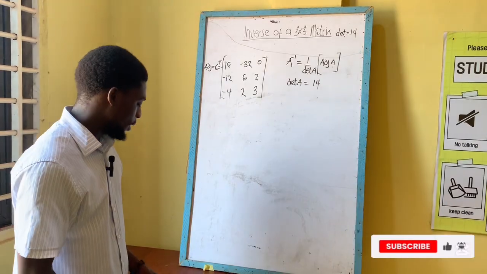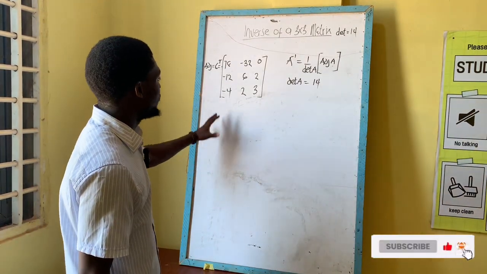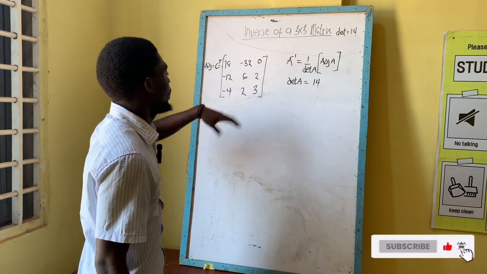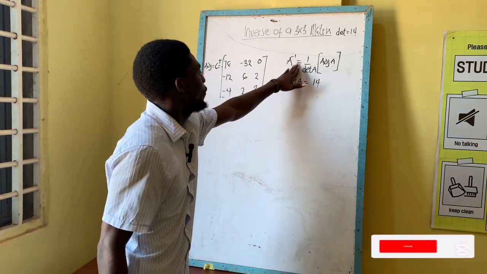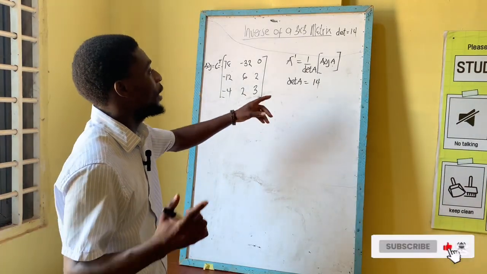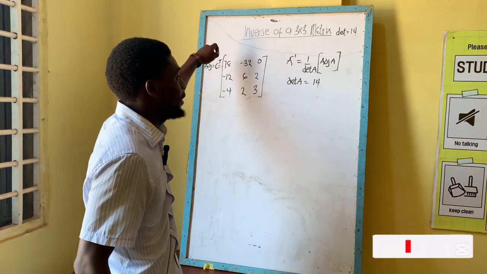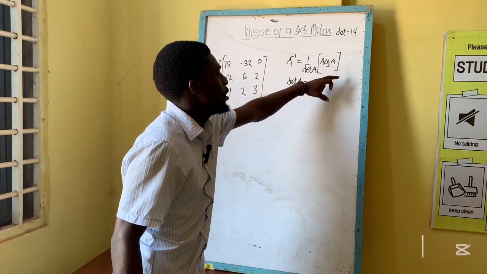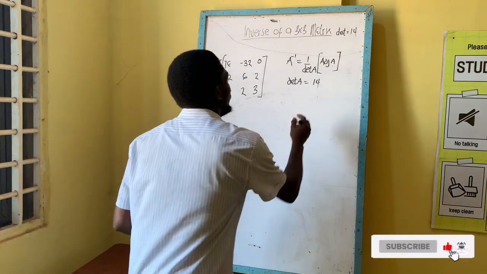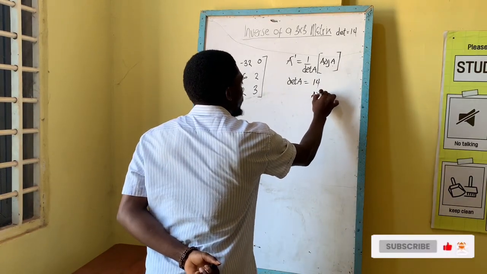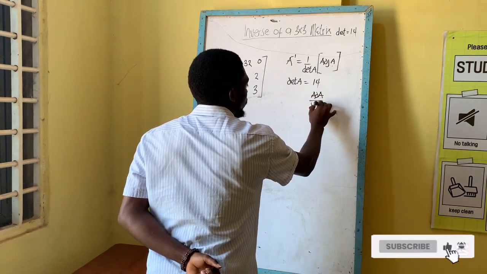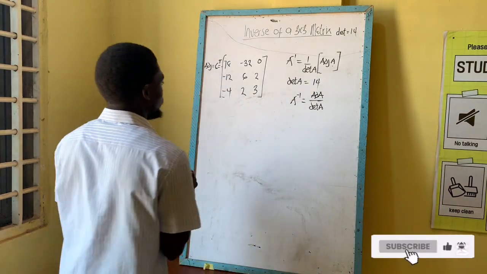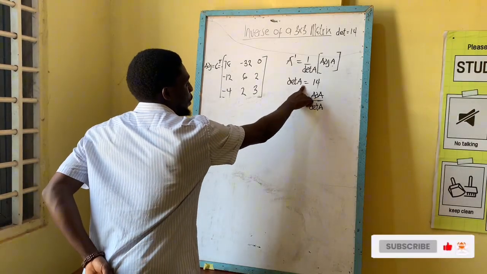After finding your adjoint, the next step is you multiply 1 over the determinant by the adjoint of the matrix. And this is the formula for finding the inverse of a matrix. Remember, we have to find the inverse of the 3 by 3 matrix. So we have our formula to be 1 over determinant of A times the adjugate or adjoint of A, or you can have it as adjoint of A all over determinant of A. Either this or that, you get the same answer. Remember, our determinant for the matrix A is 14.